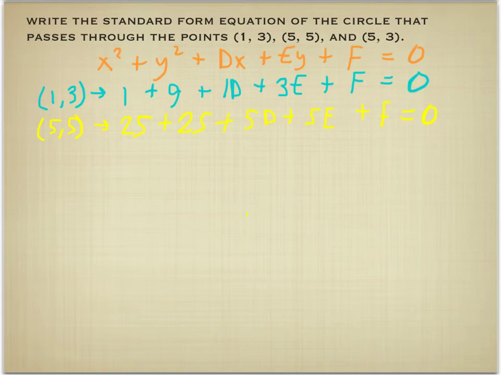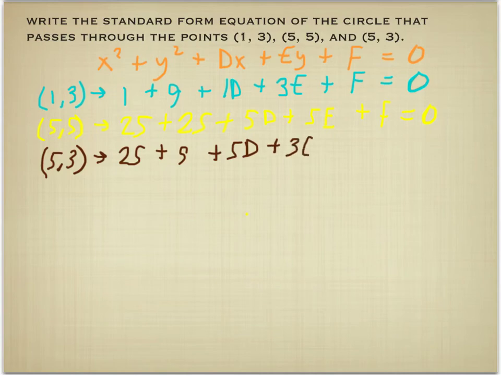And lastly then, my last point is (5, 3), I think. And once I write that all out, that's going to be 25 plus 9 plus 5d plus 3e plus f equals 0.